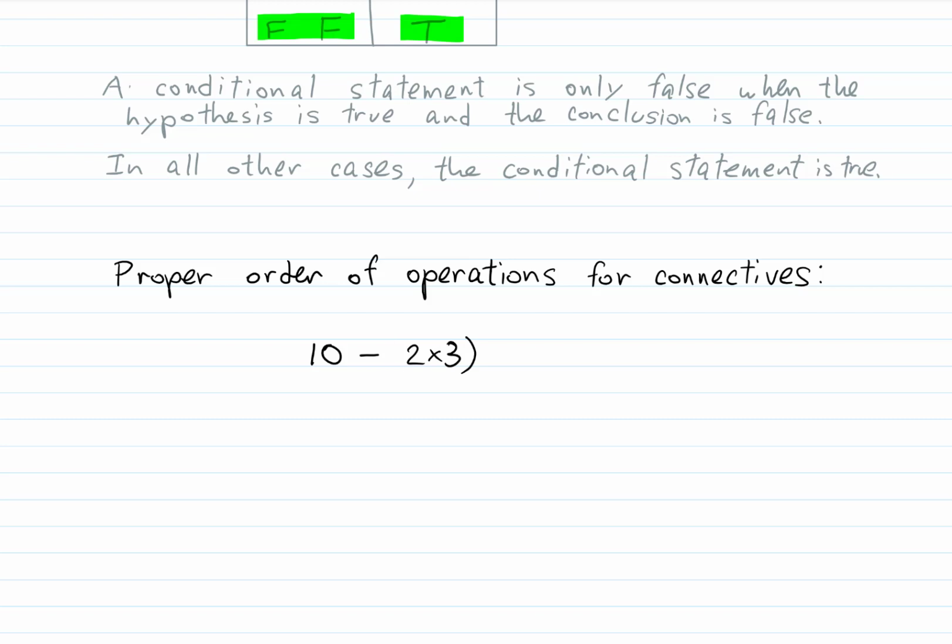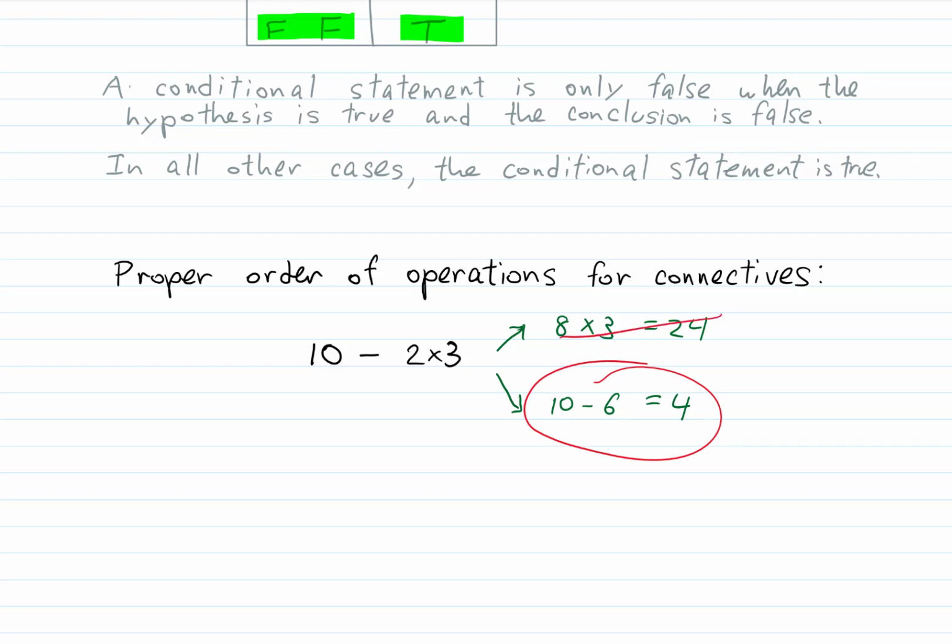But, you know, let's be honest. I might not write those parentheses. I might just write 10 minus 2 times 3. And you are supposed to know... Does that mean 8 times 3, which would be 24? Or does it mean 10 minus 6, which would be 4? Well, I certainly hope you know that it's 4. And why is that? Because there's an order of operations that says you do multiplication before subtraction, right?